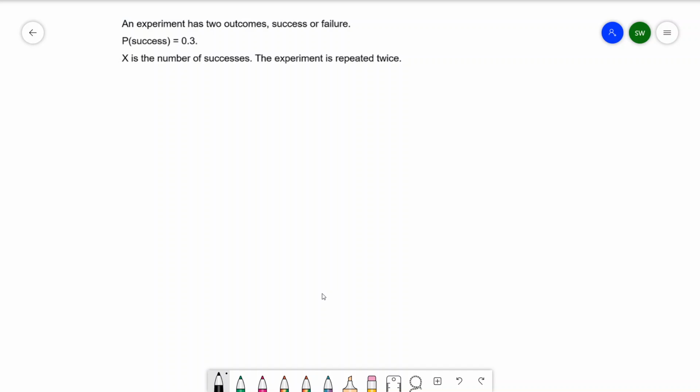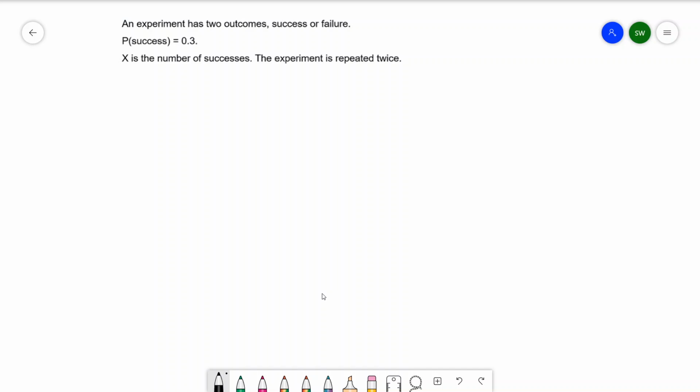So the binomial distribution is all about repeating an experiment a certain number of times, and the outcome of the experiment is either a success or a failure. And in order to build up to the formula that we're going to use, let's look at a simplified version. So in this version, we're going to repeat an experiment twice, and each time we do the experiment, it's either going to have a success or a failure.